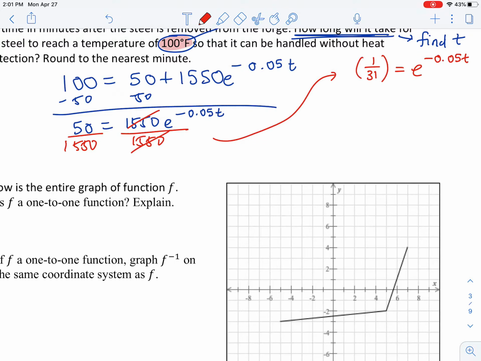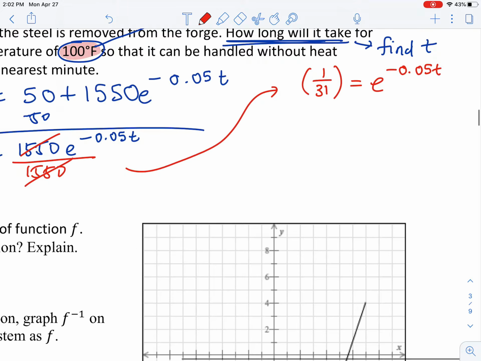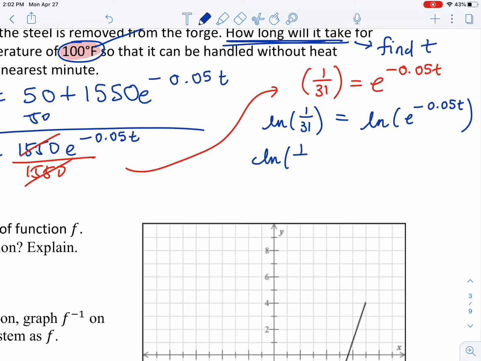And 1 over 31 is just a simplified fraction of 50 over 1,550. And if you want to keep it as that fraction, that's okay. Nothing's wrong with that. Now, let's solve this for t. When you're solving an exponential equation with e, what do you do to both sides? Take natural log of both sides, right? If you take natural log of both sides, well, natural log and the e will cancel, well, I shouldn't say cancel out, it turns into 1, and the power comes down before it does that, so I will have that down. Let's go ahead and divide both sides by negative 0.05 to solve for t.